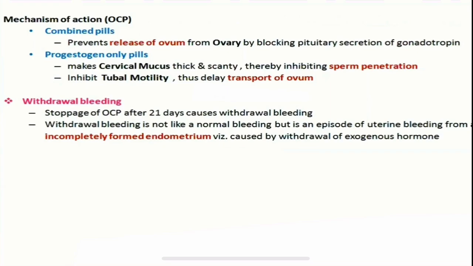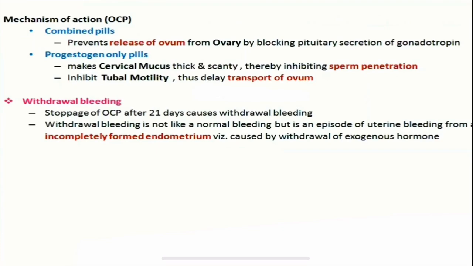In case the motility of the fallopian tubes is altered, then the ovum will not meet the sperm and fertilization cannot occur at the appropriate time. So we see that combined pills, in the first place, will affect the ovaries and pituitary secretion of gonadotrophins, thereby preventing the release of the ovum from the ovaries.